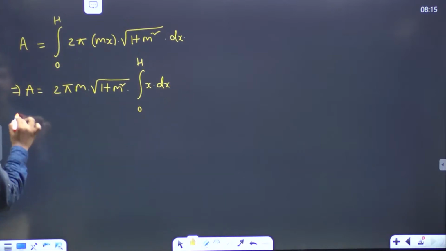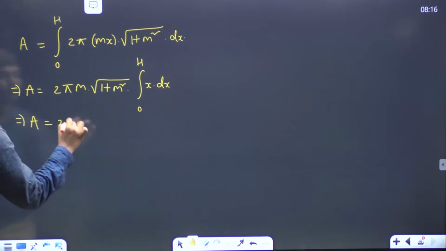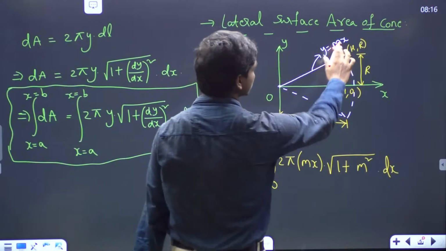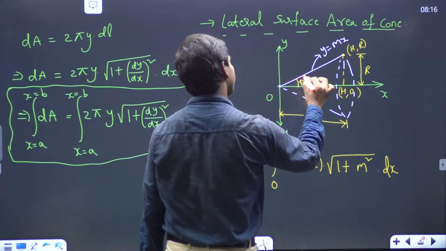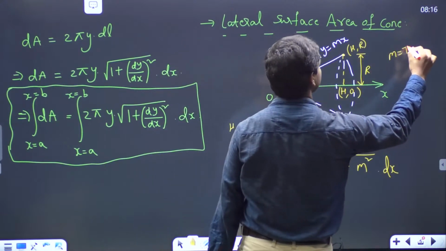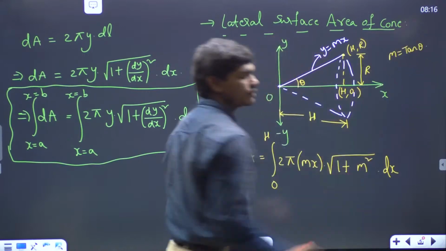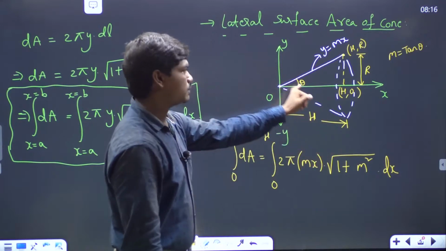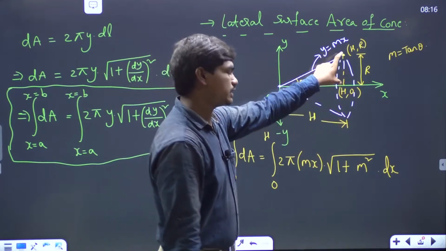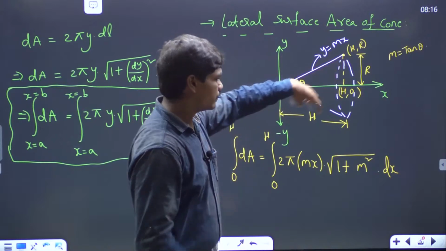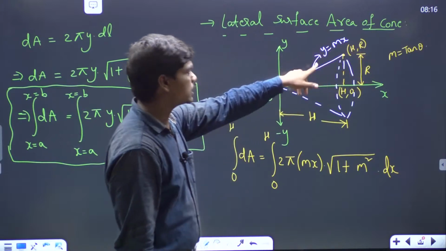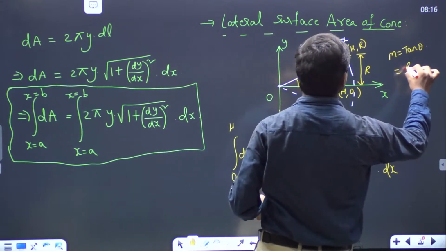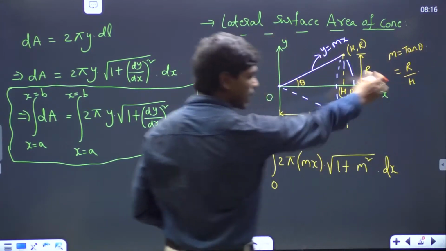Correct? So now see carefully. A is equal to 2 pi into, now what's the value of m? See here. If this line has slope m and if this is theta, then this m is same as tan theta, which we discussed in the second lecture when we were dealing with differentiation, the physical significance of differentiation. Correct? So m is equal to tan theta, and from this triangle, if this side is h and if this side is r, then what's tan theta? Tan theta value is equal to r by h. So m value is r by h.